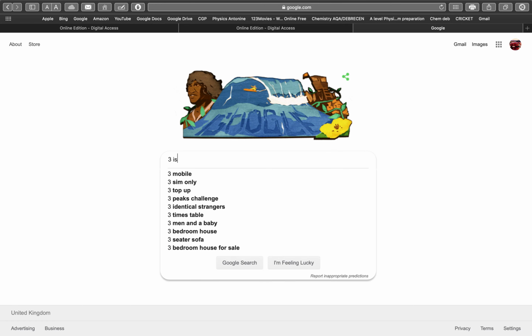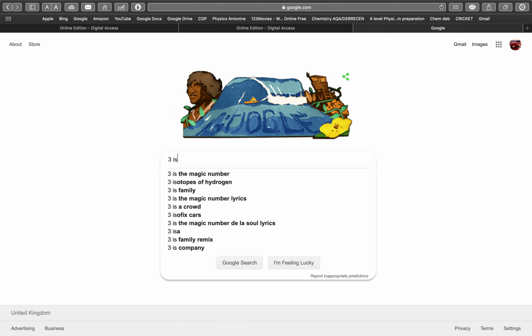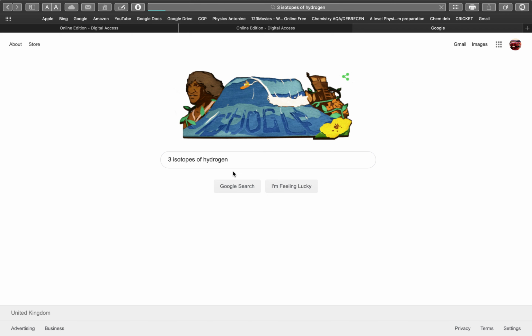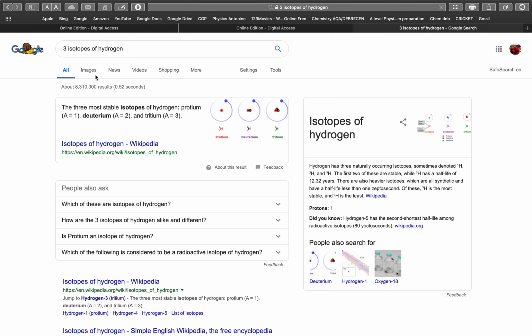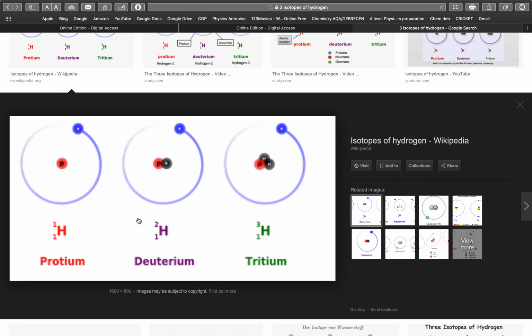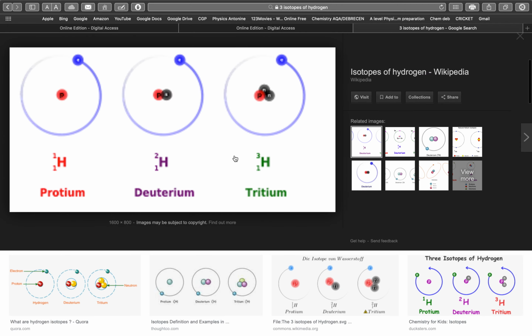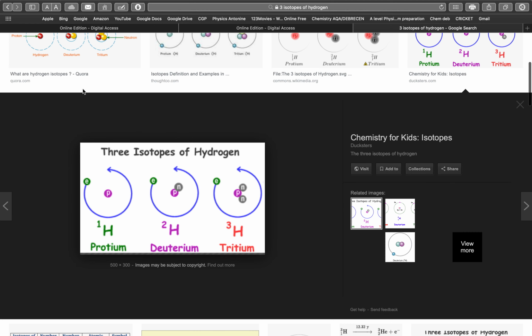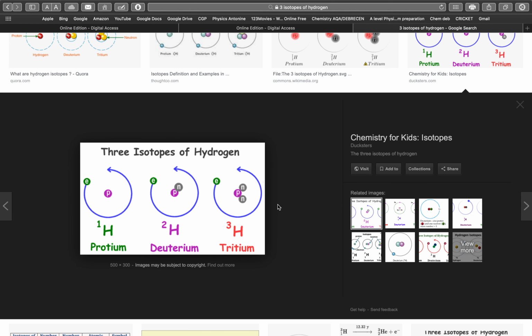The 3 isotopes of hydrogen are protium, deuterium, and tritium. This is a bad quality photo, I apologize. Let me move to this one, that's annoying me a lot. Basically, your definition of an isotope is an atom with the same number of protons but a different number of neutrons.